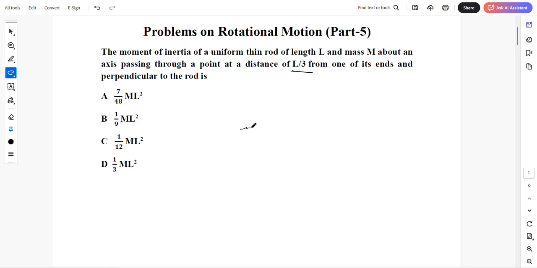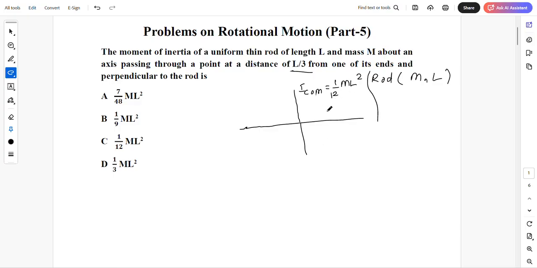this is a thin rod. They have given a rod of mass m and length L. Now we know that this is its centroidal axis, passing through the center of mass. I_COM, and we know very clearly how much is I_COM. I_COM is 1 by 12 m L square. We have seen this in the previous videos also. This is a rod, 1 by 12 m L square.